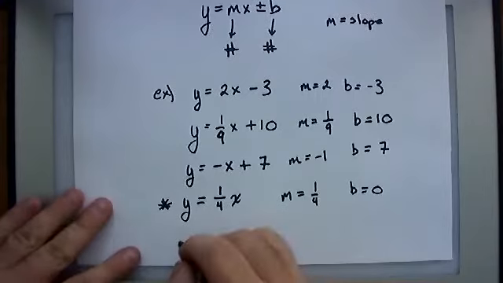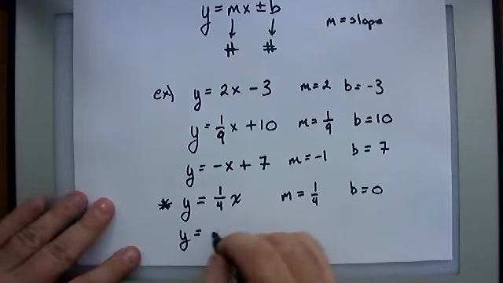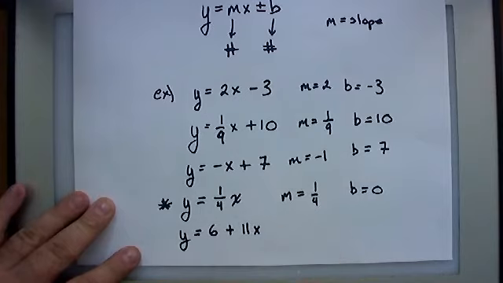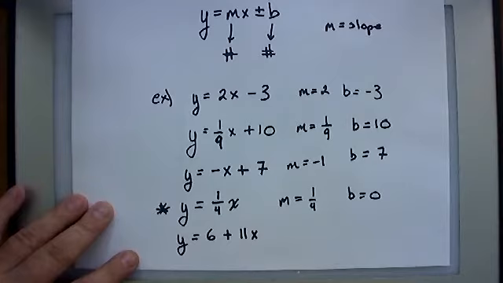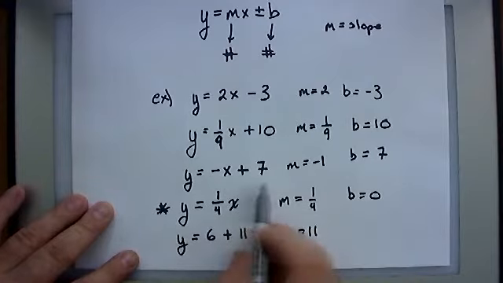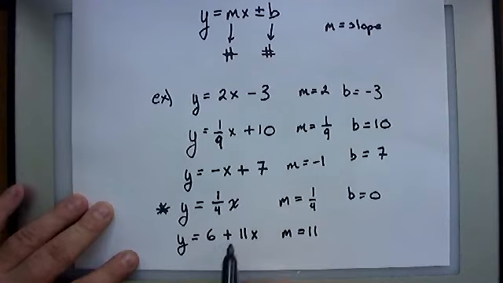A couple more examples. What if I had y equals, let's see here, 6 plus 11x? What would the m be and what is the b going to be here? In this case, the m is still 11. It's not actually about which comes first. It's the one in front of the x. So be careful. They could do this to you and throw this at you. This is still mx and that's b.